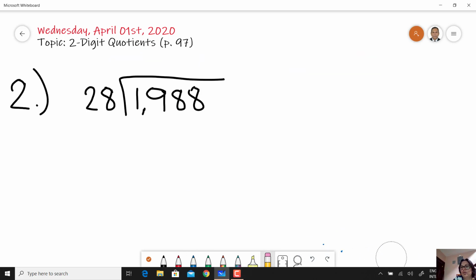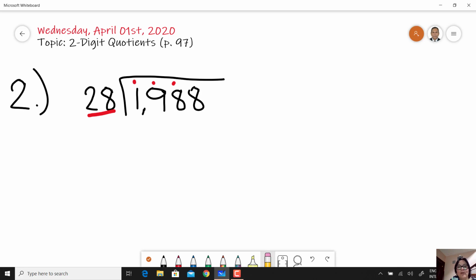How many numbers do you have in the divisor? 2. So we are going to take 2 from the dividend. Can you divide 19 into 28? No, right? Because 19 is less. So what do you have to do? To take another number from the dividend. Now we have 198 divided by 28.